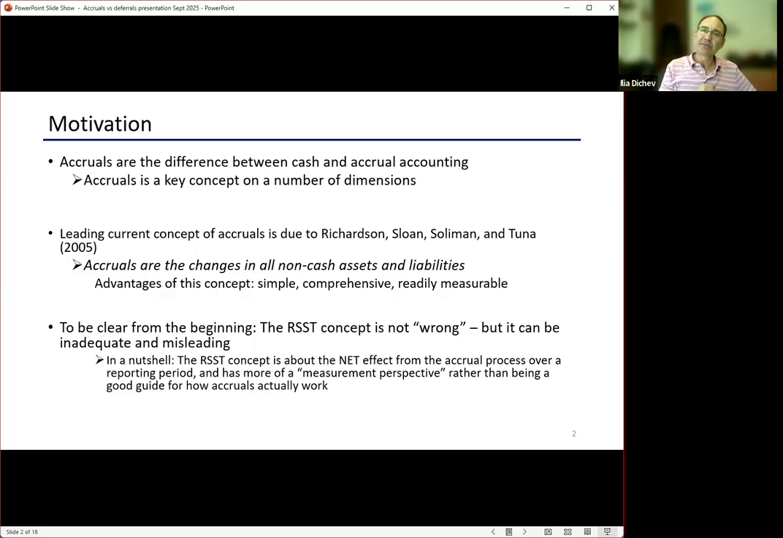For certain purposes, it's fine. For the purpose, it's not, and it can even be misleading, leads you the wrong way. And at least my take on it is that the RSST concept is about the net effect of the accrual process over a given period of time. That's how it's typically used. And it should be taken more as a measurement perspective. You can measure accruals with it, but be careful what you're measuring exactly. But it's not a good guide to what accruals actually do, and that's where you can be led astray.